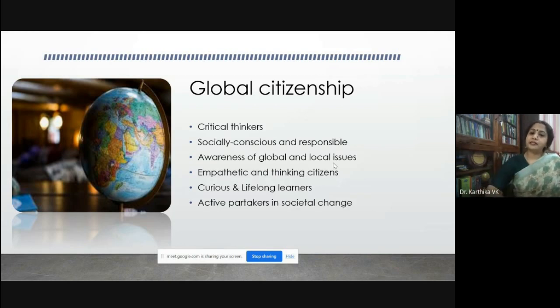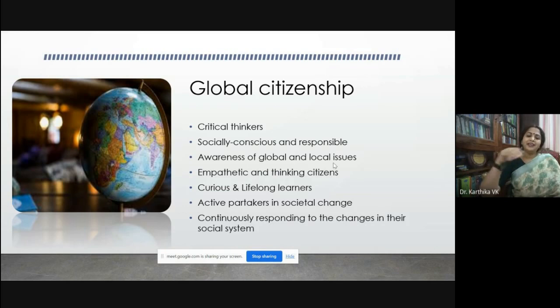Active partakers in societal change. Whatever mini kind of change is happening in our society, are the students willing to be a part of that change? Are they able to respond to some kind of social issue that is surging up? Is a question that, being teachers, being ethically sensitive teachers, we should ask ourselves, and we should posit this question in front of the students as well.